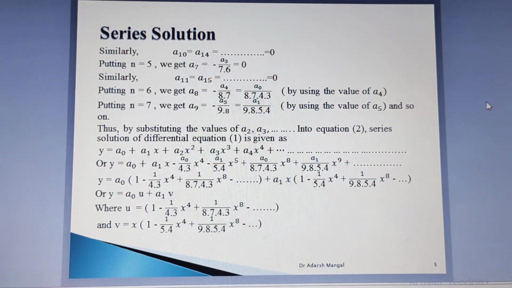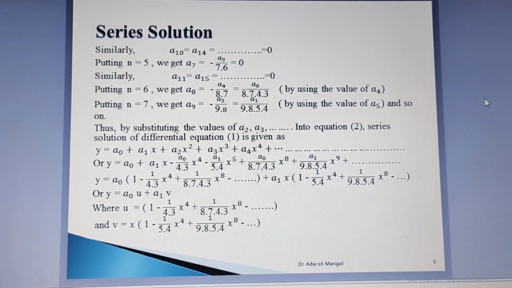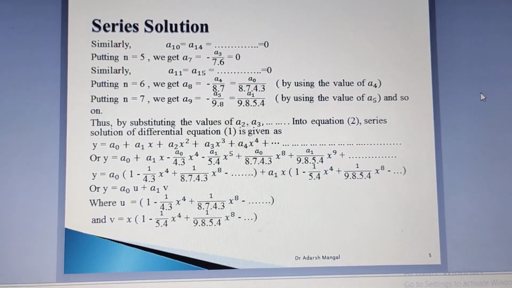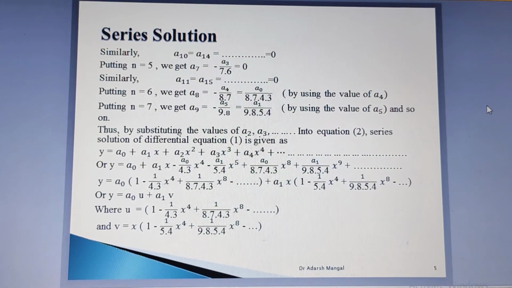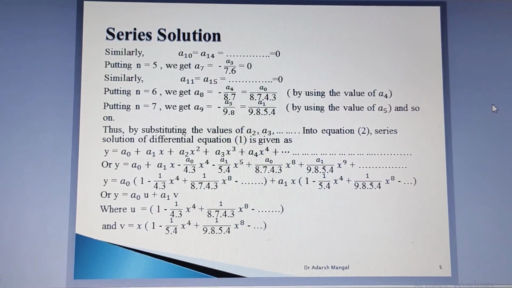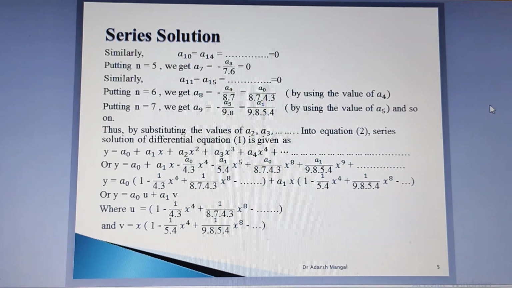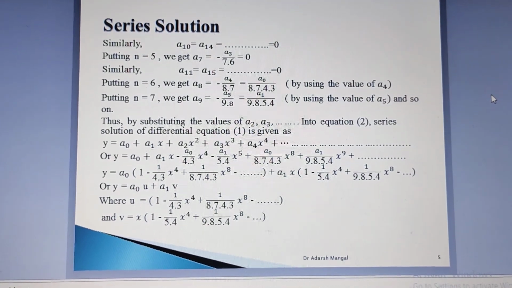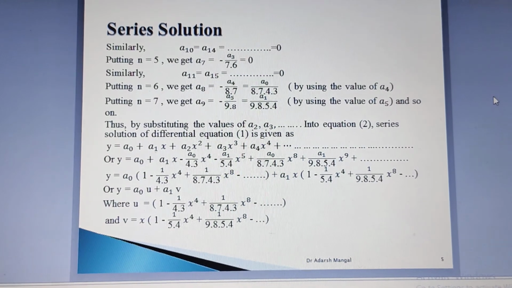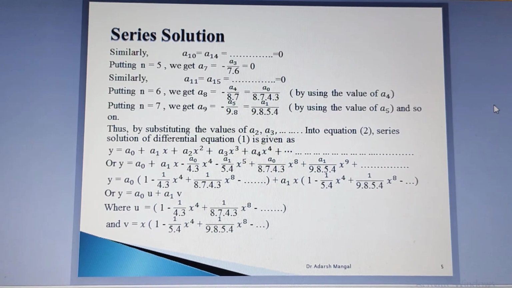Similarly, a10 can be obtained as 0 because a10 can be obtained by a6 and a6 can be obtained by a2, and here a2 is 0. So that after every 4 coefficients, a2, a6, a10, a14, a18, it becomes 0. If we put n is equal to 5, then we get a7 is 0. Similarly, a11, a15, with a difference of 4, will be 0. If we put n is equal to 6, 7 and so on, we can get the various coefficients.